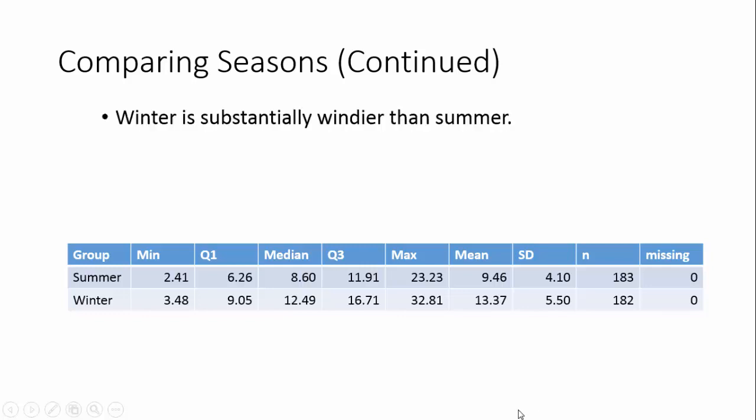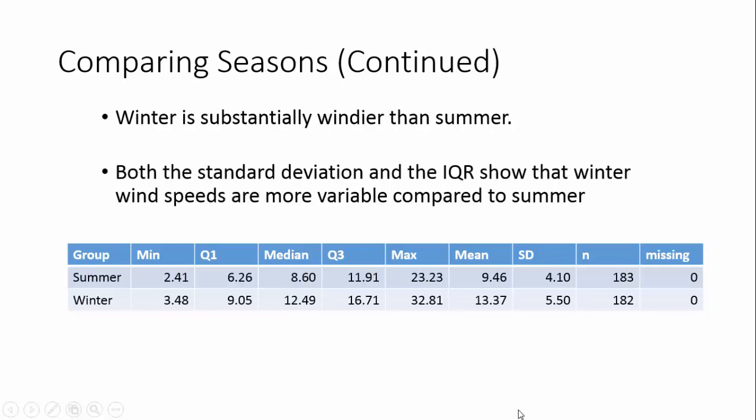So it comes down to, look, the winter is windier, substantially windier than the summer, and both the standard deviation and the IQR show that there's a bigger variation in the winds during the winter months than there is during the summer. Summer's more consistent.